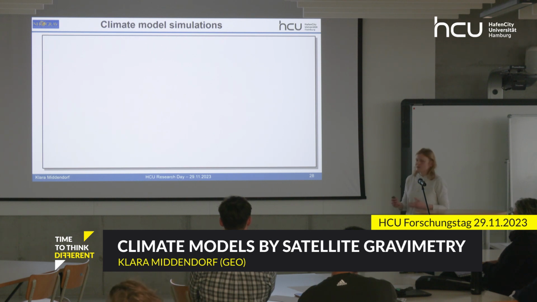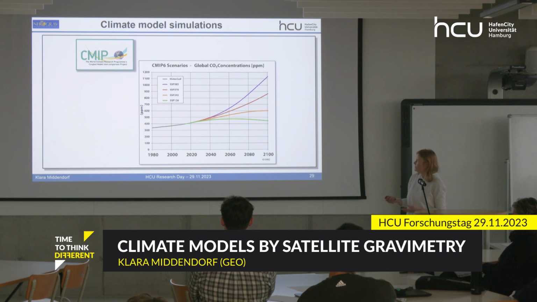Climate models simulate processes and interactions of various variables that are part of the Earth's dynamic system and predict their future evolution. And to predict their future evolutions, different scenarios are assumed. For example, here you can see 4 different scenarios for the global CO2 concentration.